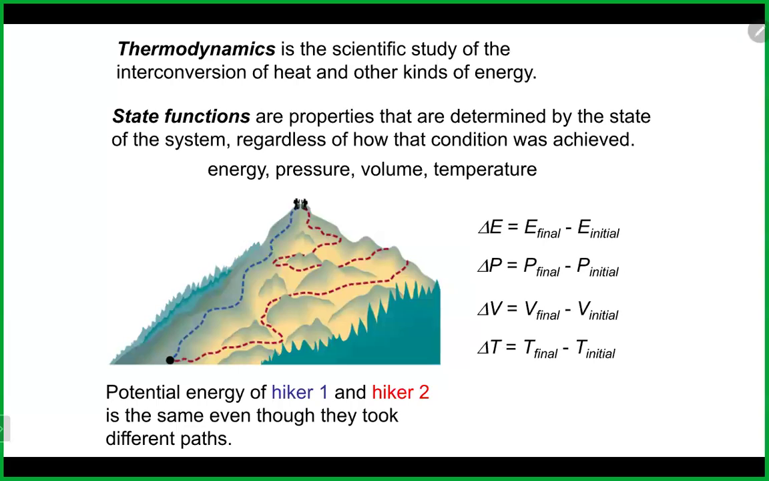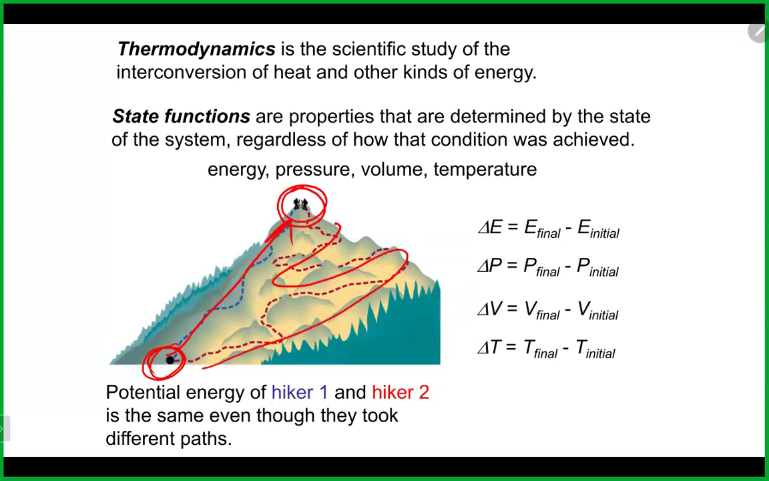And we see that, for example, here, if we look at these 2 hikers, they both started down here and they both ended right there. So their change in potential energy is basically the same, because all that matters is where they started and where they ended. It doesn't matter that the red guy here took the more scenic route up the mountain. The blue guy took the more direct route up the mountain. They both ended in terms of their energy in the same final location and initial location.